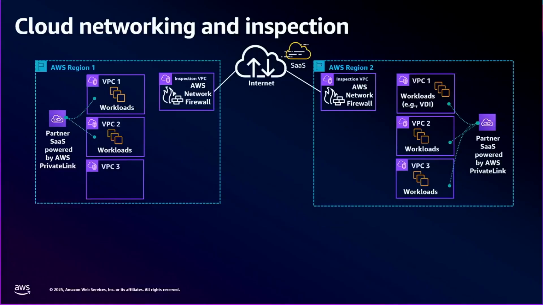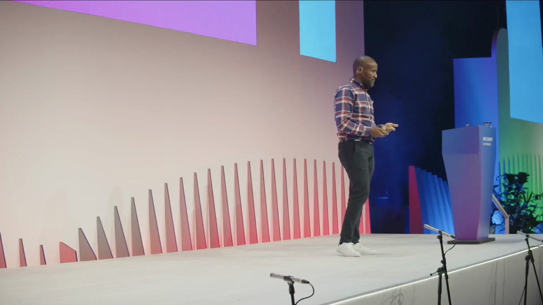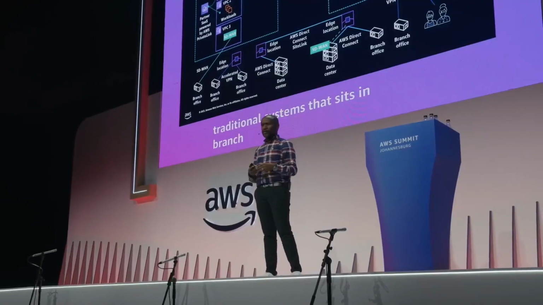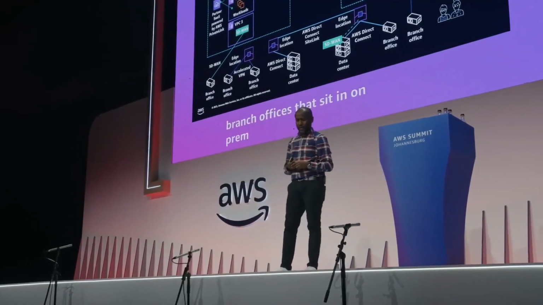So like I said, let's just think about traffic coming from the internet back to resources that sit on AWS. So you're thinking about, let's say you're running a software as a service product coming through the internet. You want to inspect that before you hit a backend that sits inside a VPC. That becomes a supported capability. But then even more importantly, we have traditional systems that sit in branch offices, that sit in on-prem data centers, and you need to think about how to bring that together.